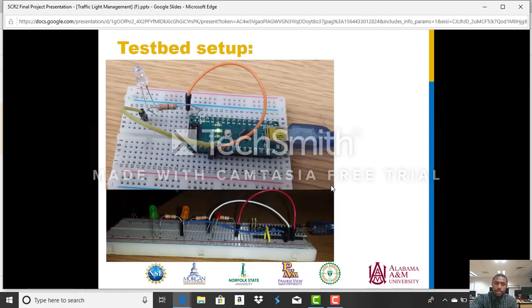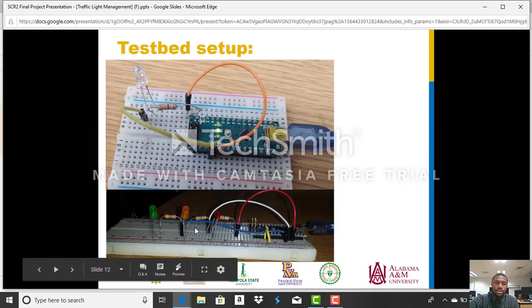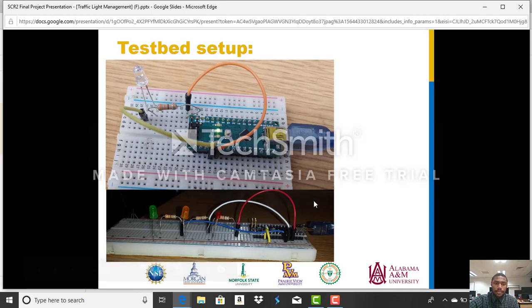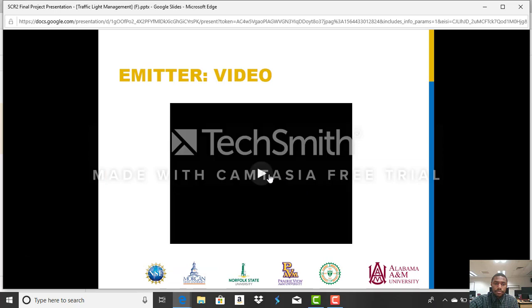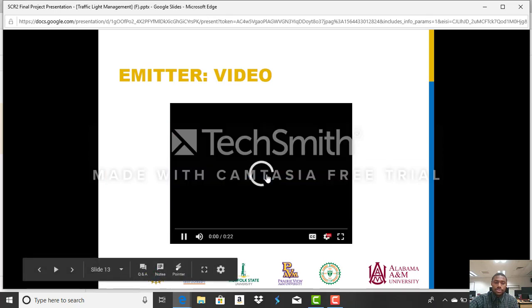For our testbed setup, here we have an IR LED in the upper left-hand corner, which we used for our first example to test to see if we could get it to go on and off in a controlled sequence. Then moving forward, we tried using 3 separate LEDs to replicate a traffic light. Here's a video sample of what we did.